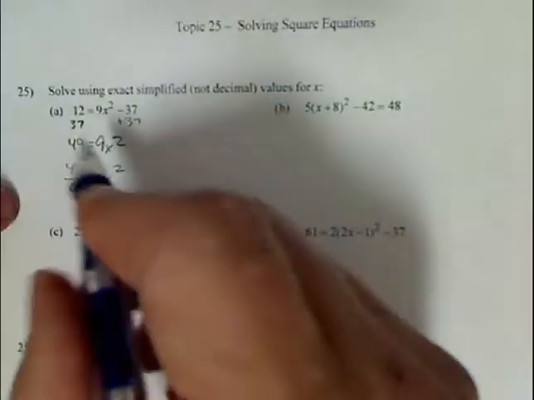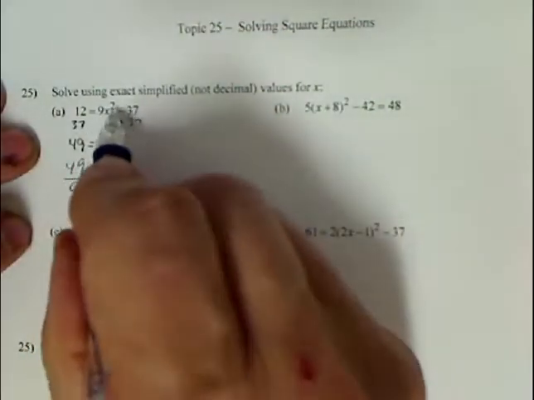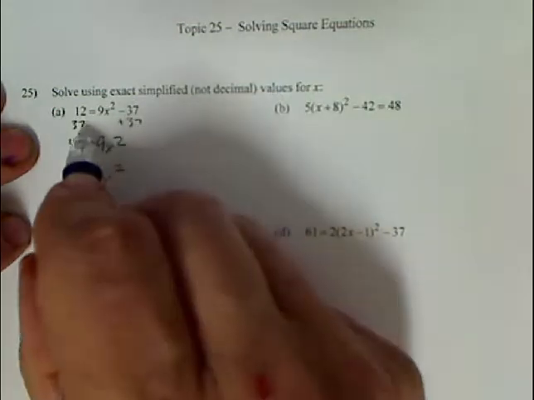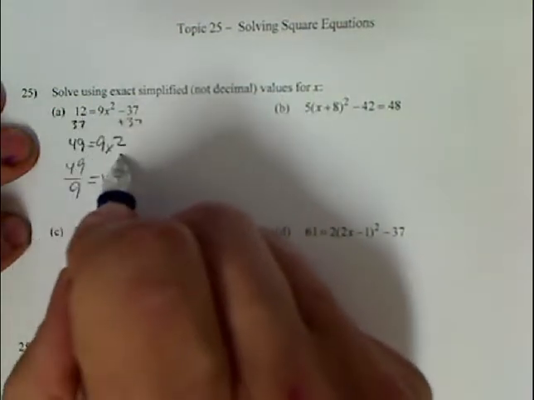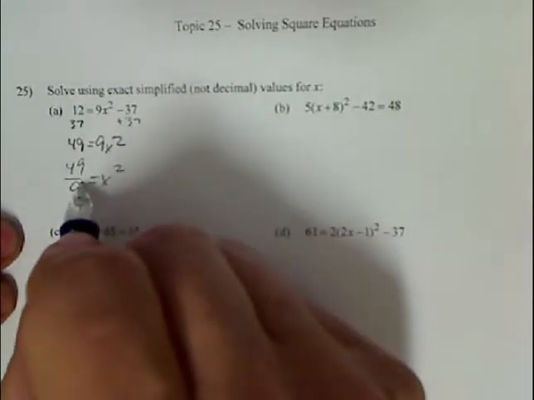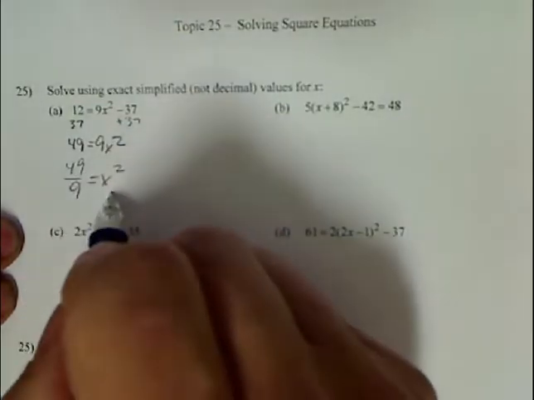Okay, so first step is I want to get x squared by itself. So I'm going to add 37. So 12 plus 37 gives me 49 equals 9x squared. I divide it by 9. I get 49 over 9 equals x squared.